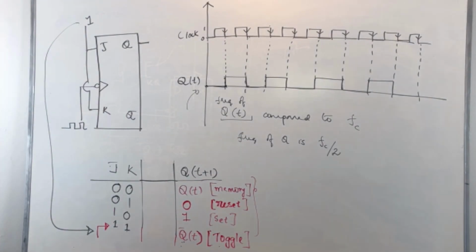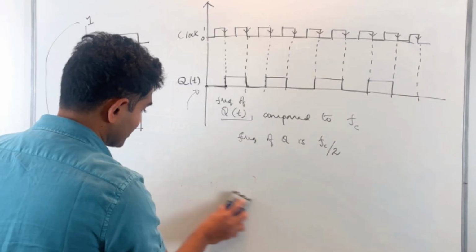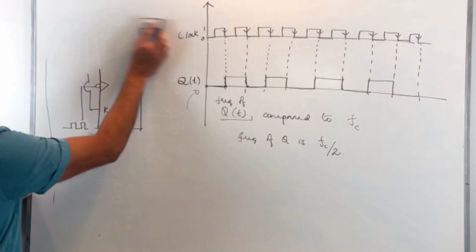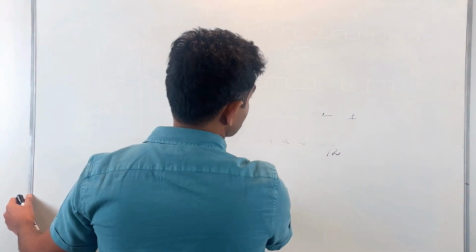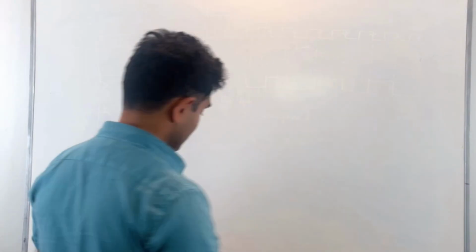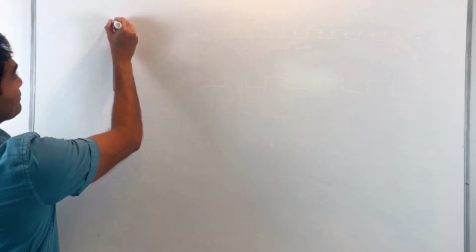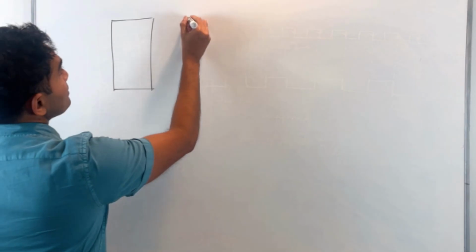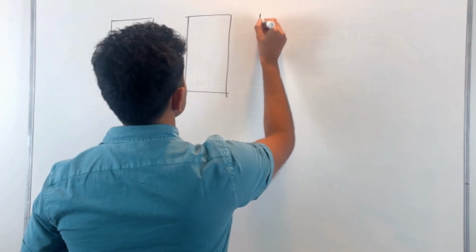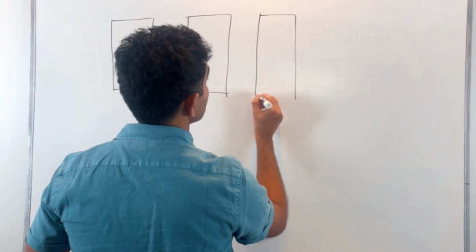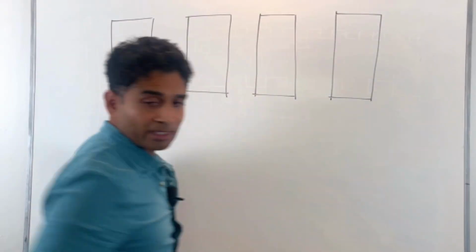Now let's consider this scenario where I use not just one but let's say 4 of these JK flip-flops, and arrange them in this particular configuration. So I have 4 identical JK flip-flops.